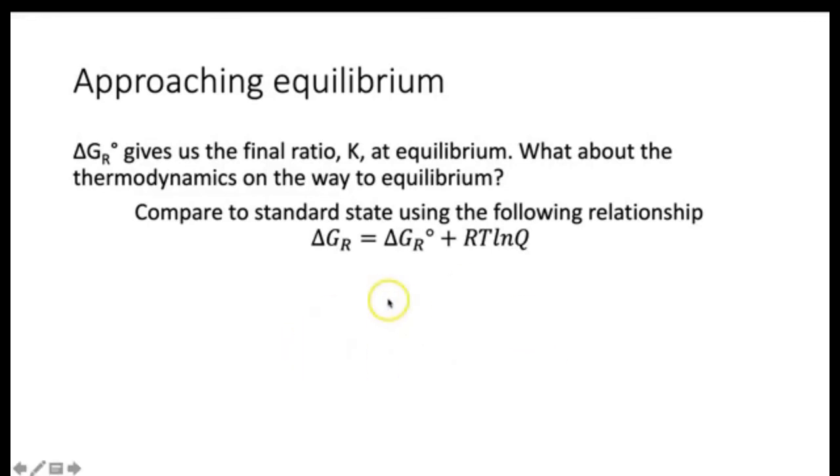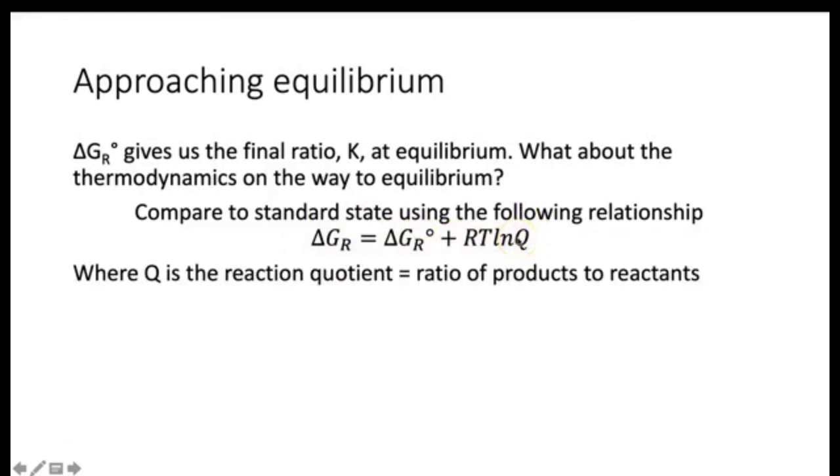We have an equation where we compare to the standard state. So we have our reaction Gibbs free energy. This is our standard state reaction Gibbs free energy, plus RT natural log of Q. Now Q is a reaction quotient, and basically it's the same thing as K. It's the ratio of products to reactants, except it's the ratio of products to reactants at everywhere other than the equilibrium.